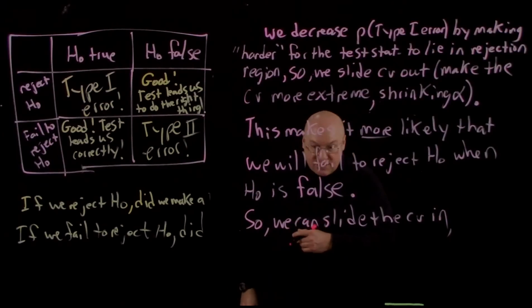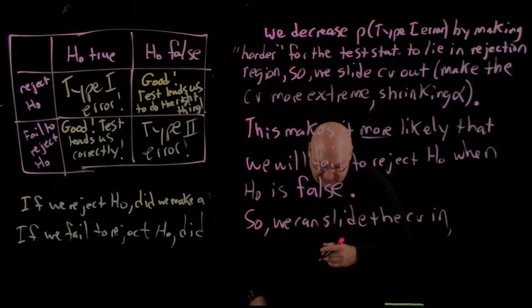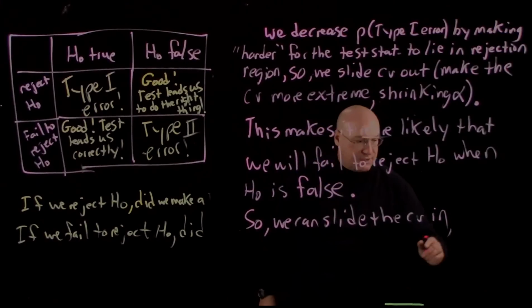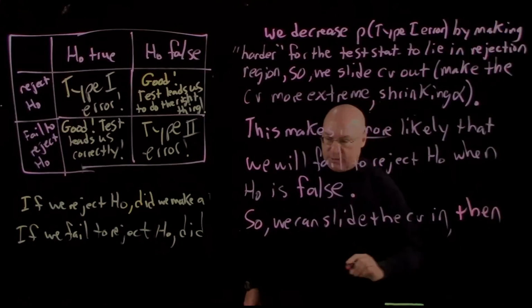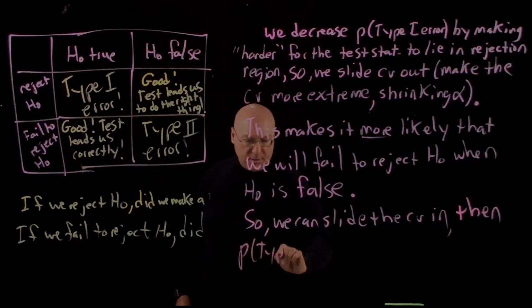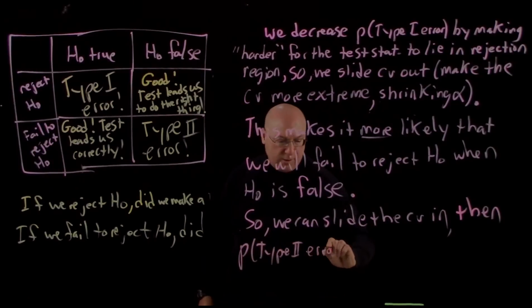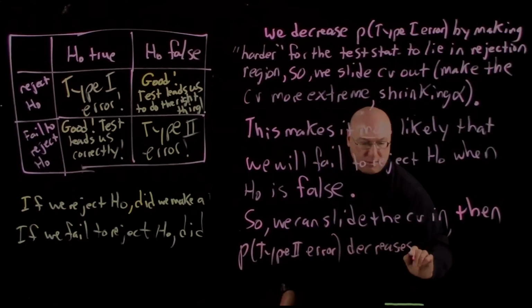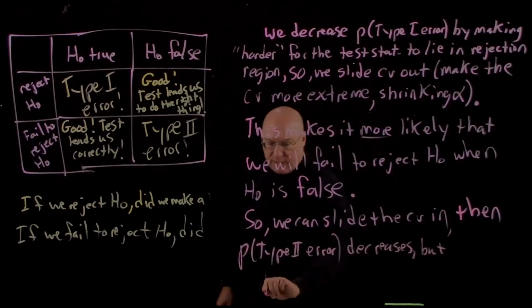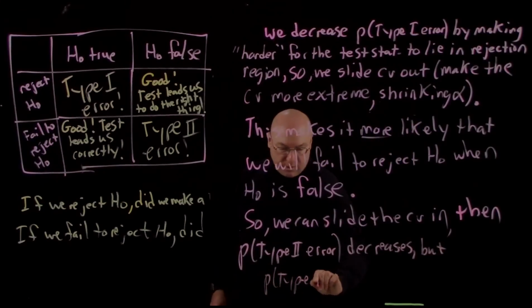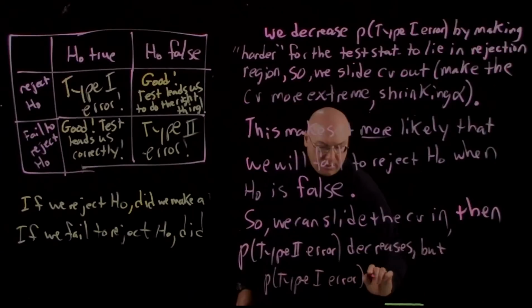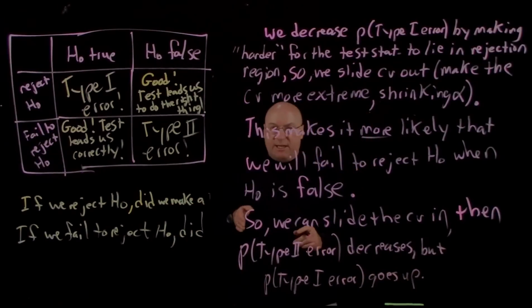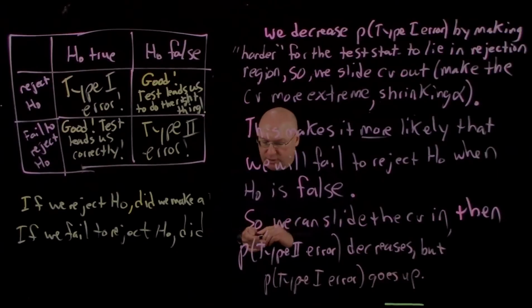So let me just see how I want to conclude this. So we can slide the CV in, then the probability of type 2 error decreases, but the probability of type 1 error goes up. So it depends on where we set that significance level, where we slide that critical value to.